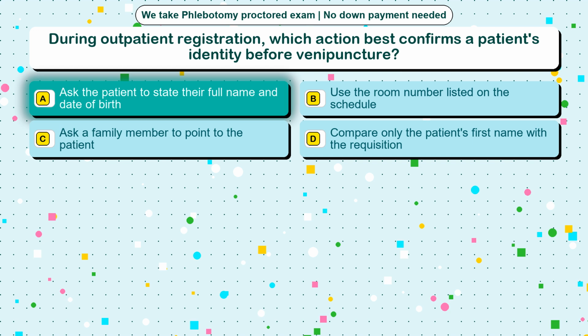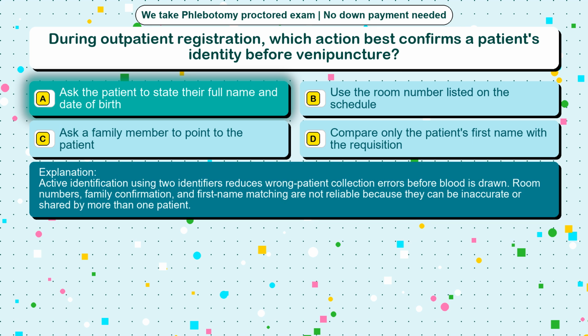The correct answer is option A, ask the patient to state their full name and date of birth. Active identification using two identifiers reduces wrong patient collection errors before blood is drawn. Room numbers, family confirmation, and first name matching are not reliable because they can be inaccurate or shared by more than one patient.